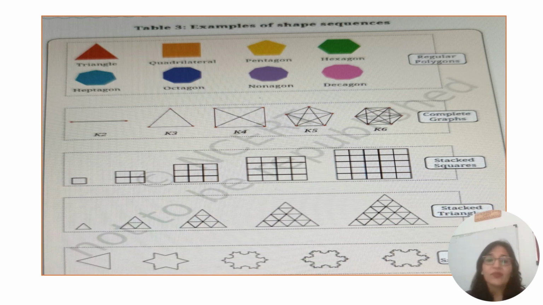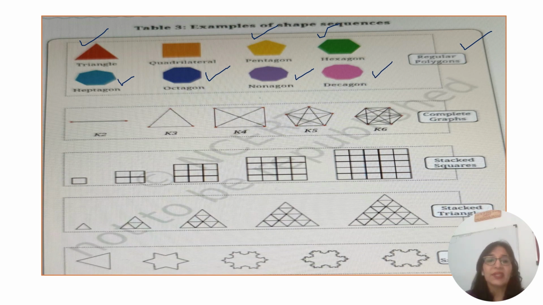Now, if you see the first figure, that is a triangle, then you have a quadrilateral. Quad means 4, so you have 4 sides. Then you have a pentagon with 5 sides, and a hexagon with 6 sides. They are called regular polygons. Now, what are polygons? Please remember, polygons are closed figures. Then you have a heptagon with 7 sides, octagon 8, nonagon 9, and decagon 10 sides.